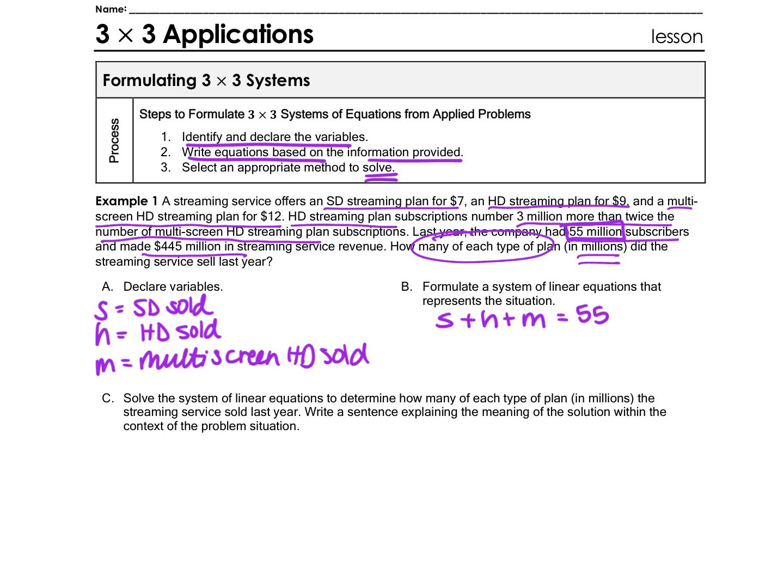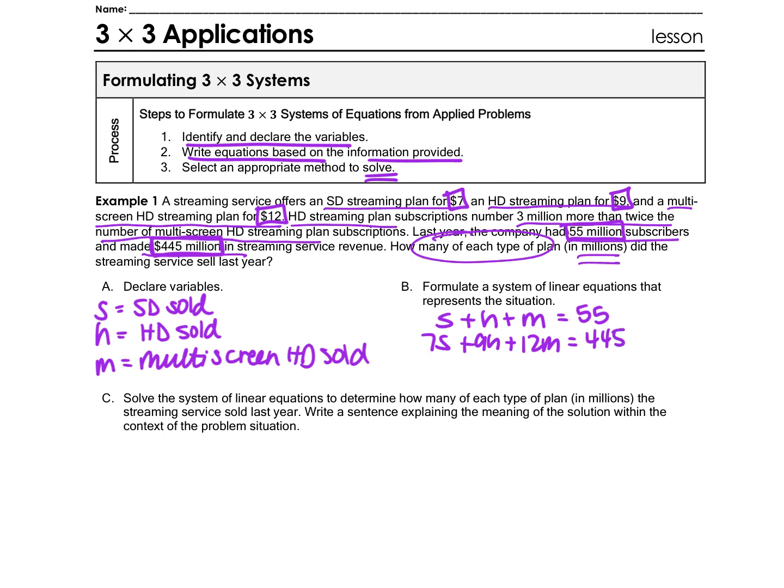Another thing that we can use from the problem is it gave us the total revenue of $445 million, which means we'll include the dollar amount for each type. So I would have 7S plus 9H plus 12M equals 445.